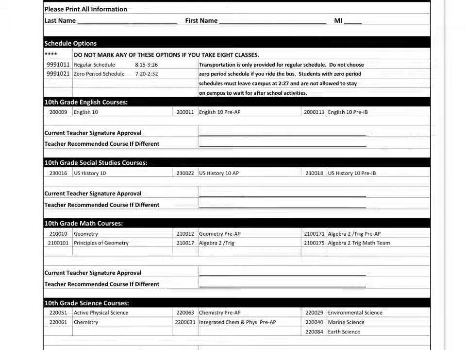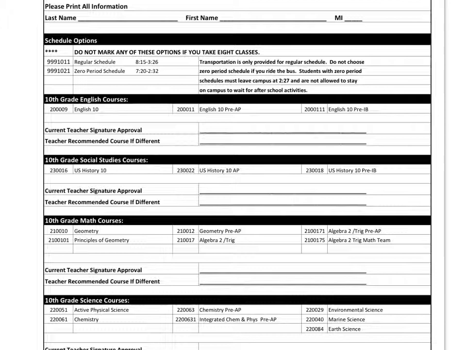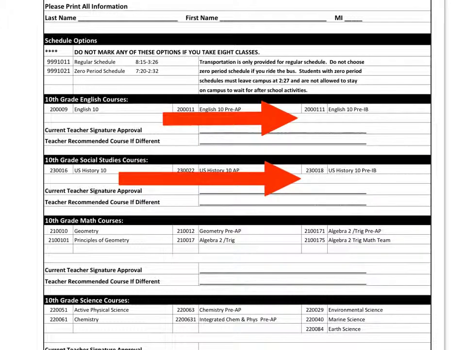As we look at this sheet, the first thing you'll need to look at are the two pre-IB classes in the 10th grade. We only have two pre-IB classes in the 10th grade, and those classes are English 10 pre-IB as well as U.S. History 10 pre-IB. So those are the classes that we require you to take. Again, we want you to take those two together.